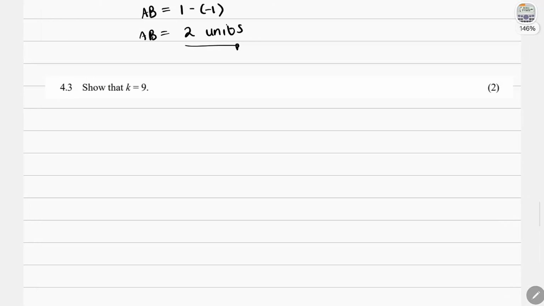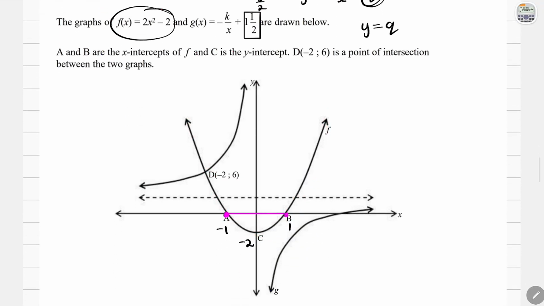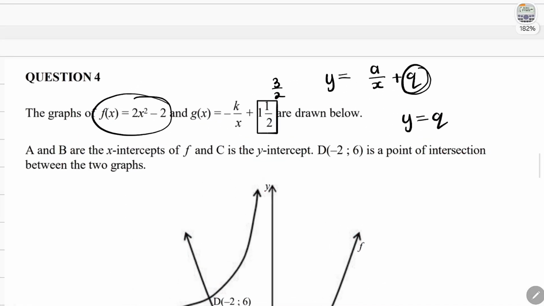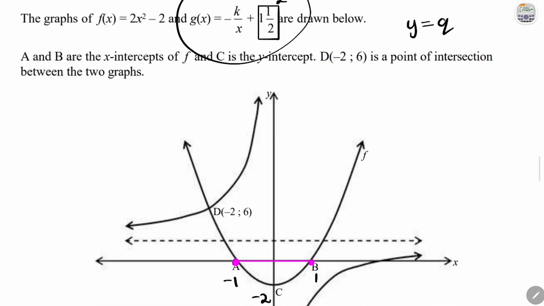The next question says, show that k is equal to 9. Okay, so they've already told us what k is. We just need to show them. You see, in the equation of g, right, the only thing missing is k, because x and y are supposed to stay like that. So if you had one point with an x value and a y value, it will form an equation that solves for k. So that's what we're going to do.